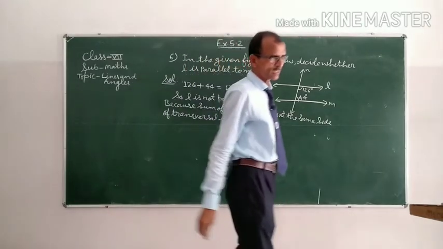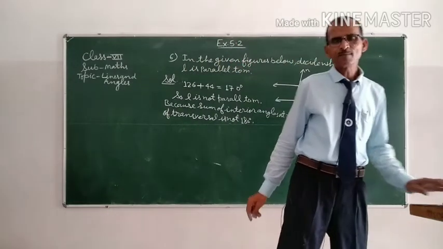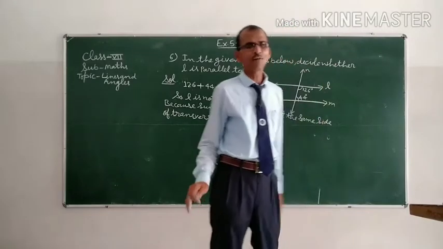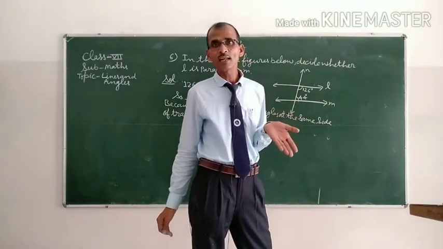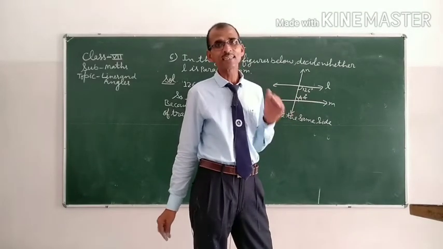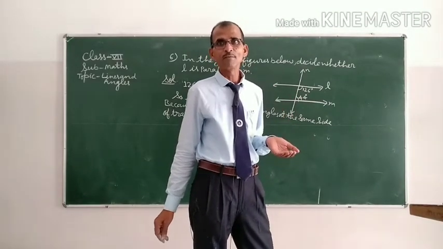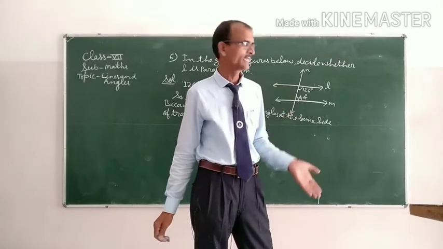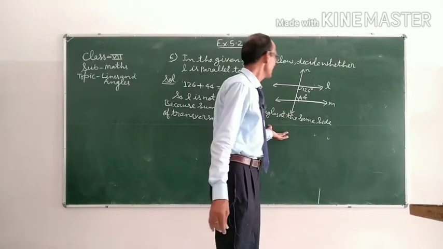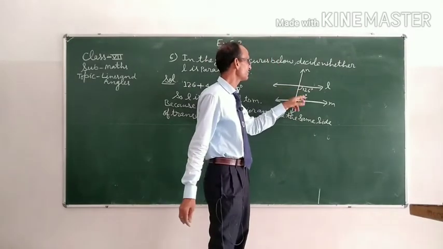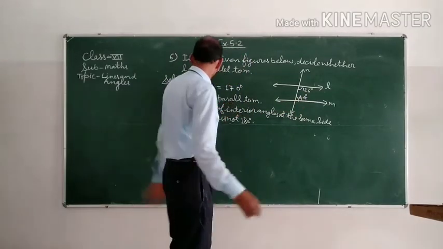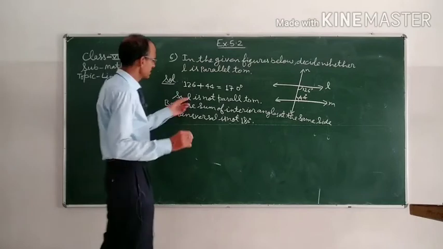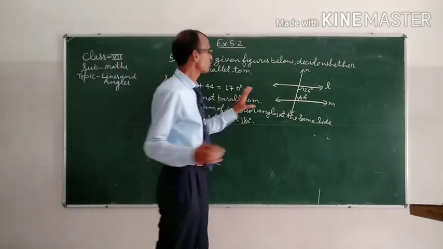Because if the two lines are parallel, then all the three conditions will follow. Corresponding angles will be equal, alternate interior angles will be equal, and the sum of interior angles at the same side of transversal will be equal to 180 degree. And here we see that the sum of interior angles at the same side of transversal is not equal to 180 degree. So this line L is not parallel to line M.